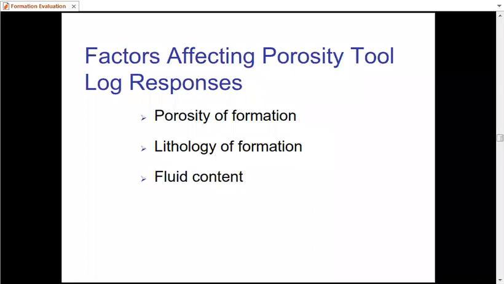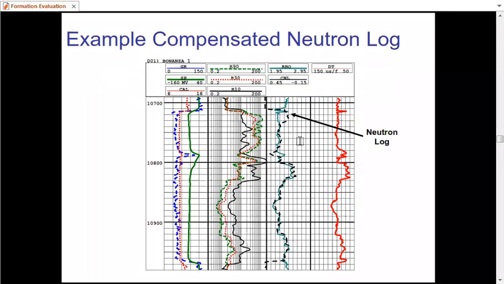So what are the factors affecting porosity tool log response? We have three factors in this case in the neutron log: the porosity of the formation, the lithology of the formation, and the fluid content. This is an example of a compensated neutron log to estimate and calculate the porosity for reservoir and non-reservoir zones.